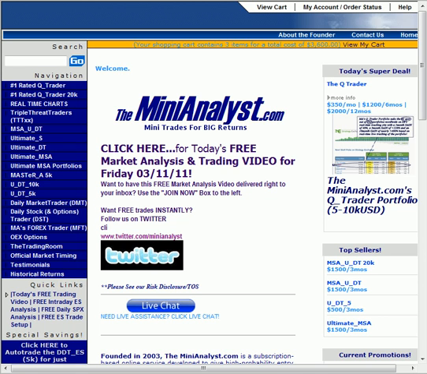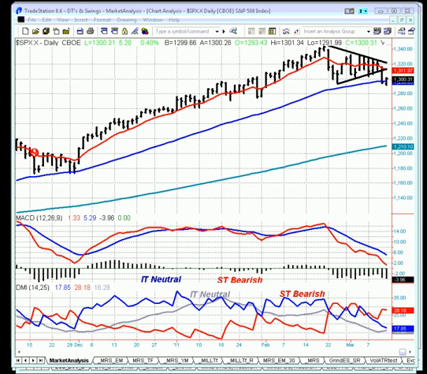The first thing we're going to look at here is a chart of the market. This is the mini S&P 500 cash index that we're looking at. This is actually a daily chart of the market, and what we've been telling you guys, or at least our clients, is the wedge formation that we've been seeing on the daily chart.